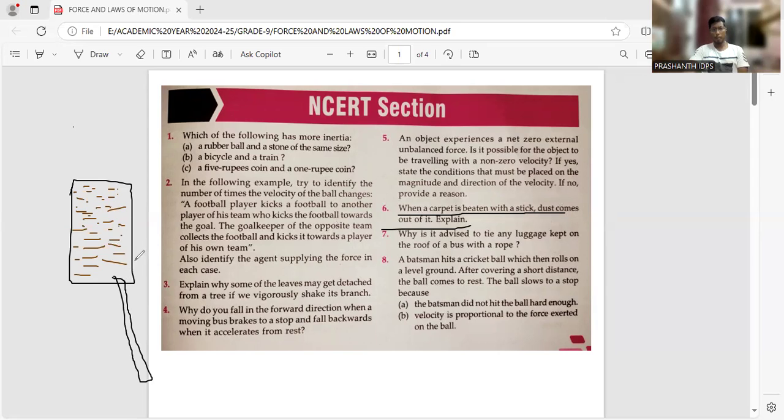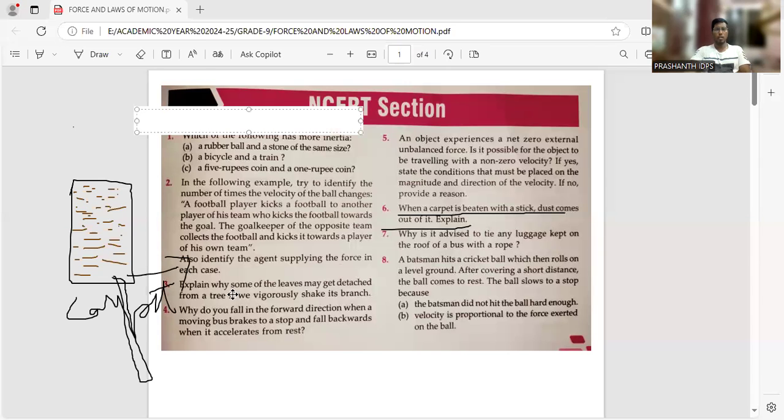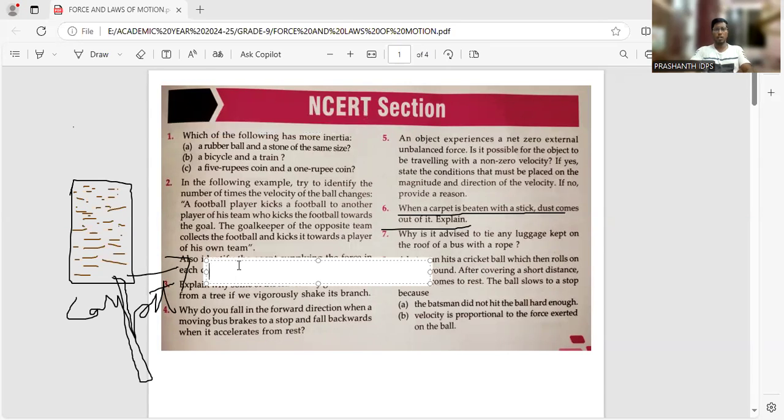Suppose I am beating the carpet. When I beat the carpet, which will come to motion? The carpet comes to a state of motion. And what about the dust particles? They remain at rest. Why? Due to inertia. So the dust particles come out of the carpet. You may note down the answer. Why, when a carpet is beaten with a stick, does dust come out of it? Explain.